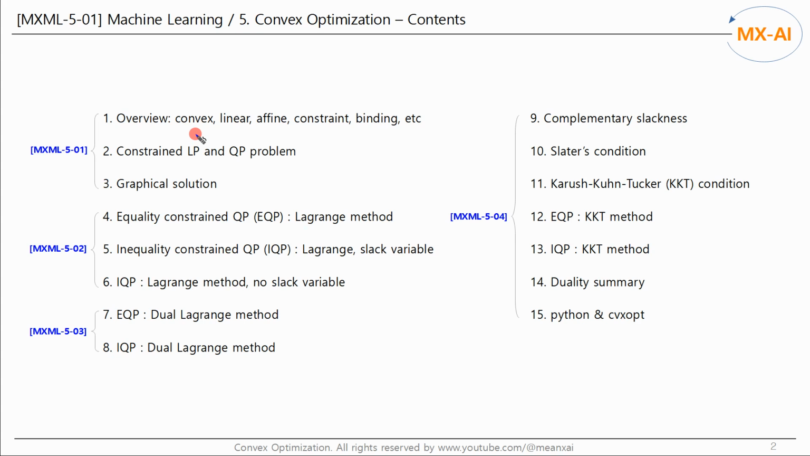So far, we looked at an overview of constrained convex optimization problems and looked at the graphical solutions for simple problems. In the next video, we will look at how to solve the EQP and IQP problems using the Lagrange method.